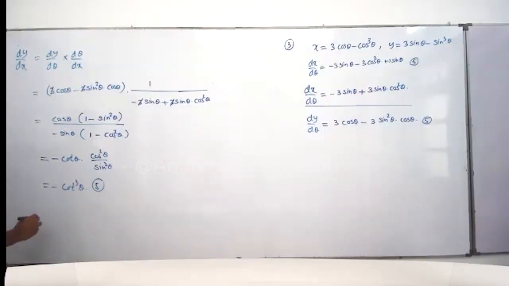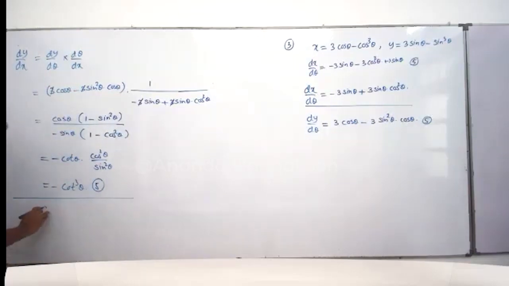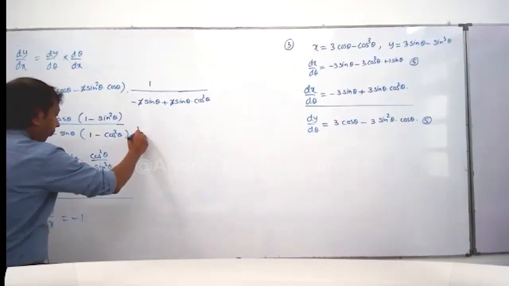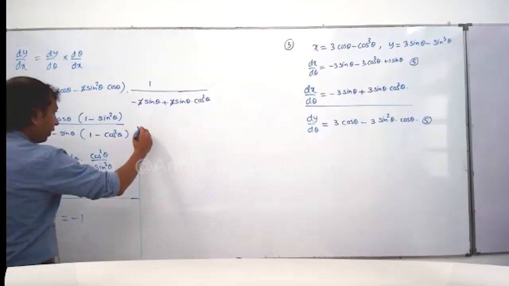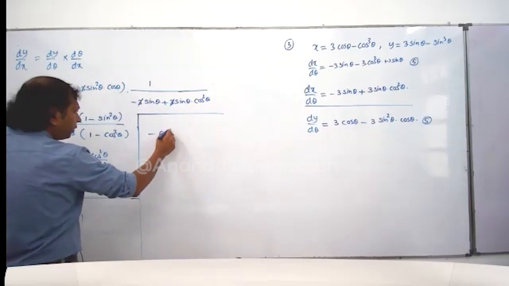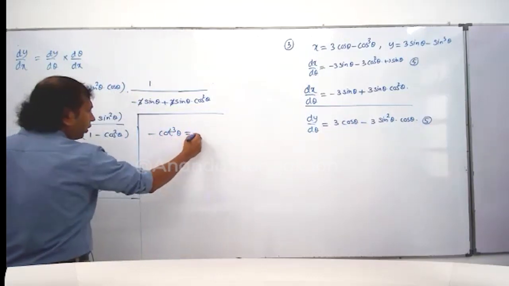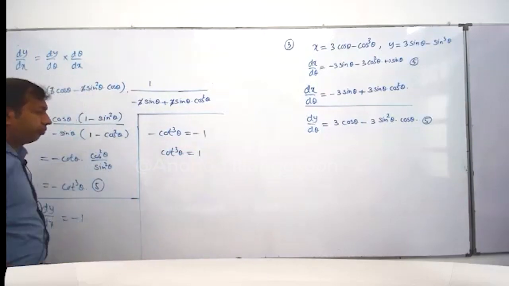Gradient of the tangent line means gradient means dy by dx. We need dy by dx to be minus 1. Theta now we need to find for dy by dx to be minus 1. Right. Now, our dy by dx is this answer. Therefore, I can write minus cot cube theta equals minus 1. Cot cube theta is 1.